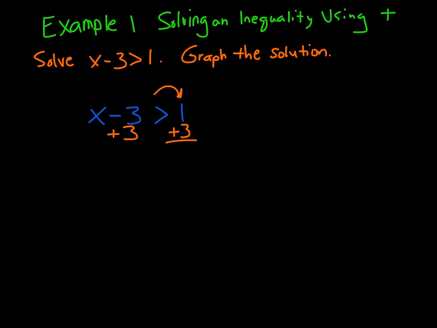Remember how I did my arrows? Whatever I do to this side, I do to that side. That's where the inequality splits, at the inequality sign. My minus 3 plus my 3, I'm going to erase this so it doesn't mess you up. My minus 3 plus 3 gets rid of that, and it gives me x all by itself. I keep my same inequality sign, and then I solve: 1 plus 3 is 4. So x is greater than 4.